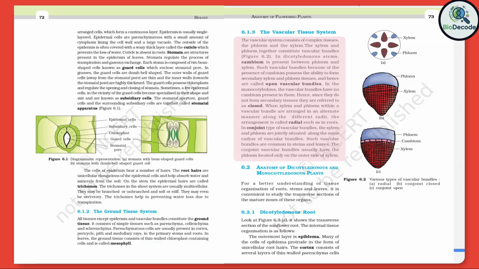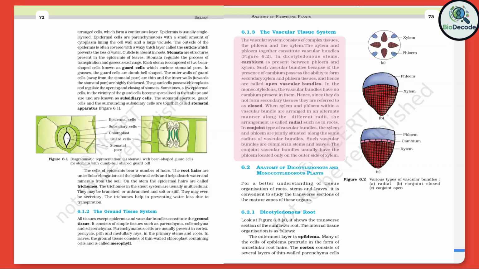The xylem and phloem together constitute vascular bundles, as shown in Figure 6.2. In dicotyledonous stems, cambium is present between the phloem and xylem. Because of the presence of cambium, such vascular bundles have the ability to form secondary xylem and phloem tissues, and hence are called open vascular bundles. In monocotyledons, the vascular bundles lack cambium. Hence, since they do not form secondary tissues, they are referred to as closed.